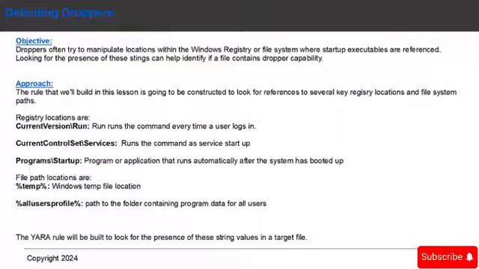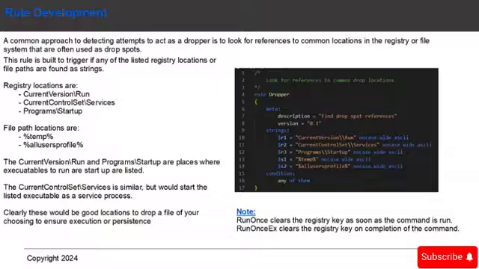And then Program\Startup, and that's where programs or applications that run automatically after the system has booted up are referenced. We're also going to look at a few different file path locations, the Windows temp file location, and also the path to the folder that contains program data for all users. You can see here in the rule that we build, the first thing that we construct are the strings that represent our registry locations, and then we constructed 2 different strings that represent our file path locations. Notice the double backslash, we have to encode that inside our rule. It will only match on a single backslash in reality when the rule is executed.